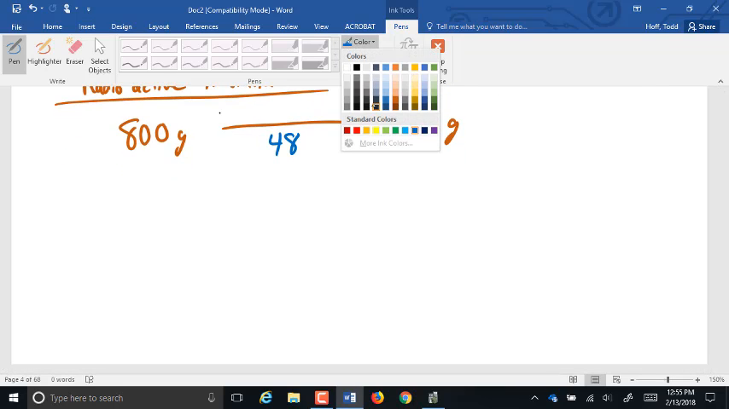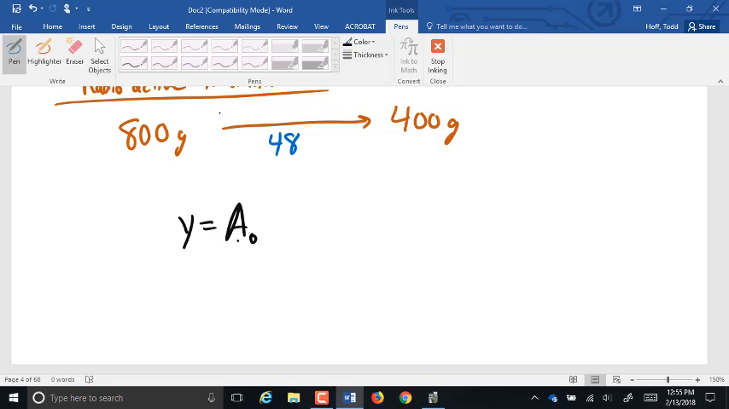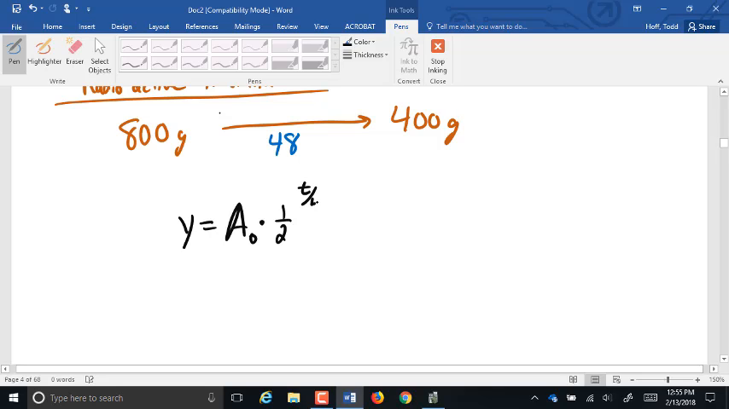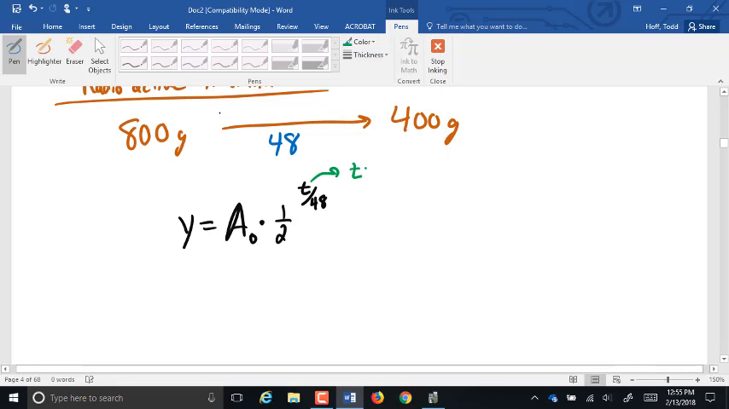The formula then for the amount of material there would be y equals, I should be careful, that a with the little zero there is the starting amount. Sometimes you put y with a little zero there. We're just going to say a times 1/2 to the power of time, but it's going to be t over 48 because the 1/2 only occurs every 48 days. So we're going to divide that by 48. And of course, t here must be in days because our half-life is in days.